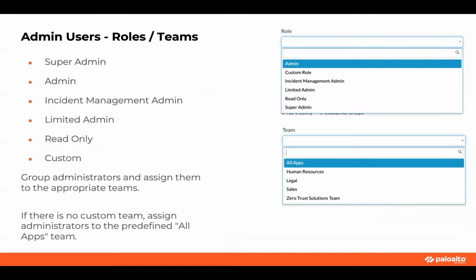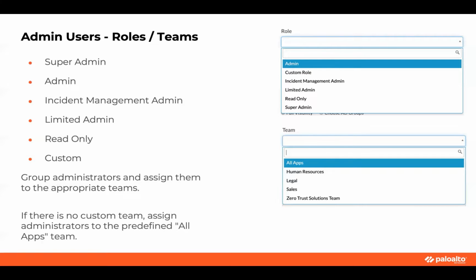There are several predefined roles that you can select when defining your admins. You can also create a custom role to enable more granular access. Super admin allows full functionality within SaaS Security, including global account setting, creating administrator accounts, and assigning administrator roles. Admin role cannot change the global setting, but has full functionality, including automatically or manually remediating risks and creating additional admin accounts. The incident management admin role allows granular access to investigate and remediate incidents.